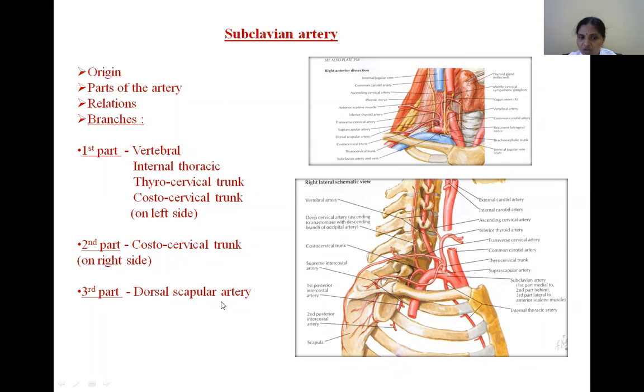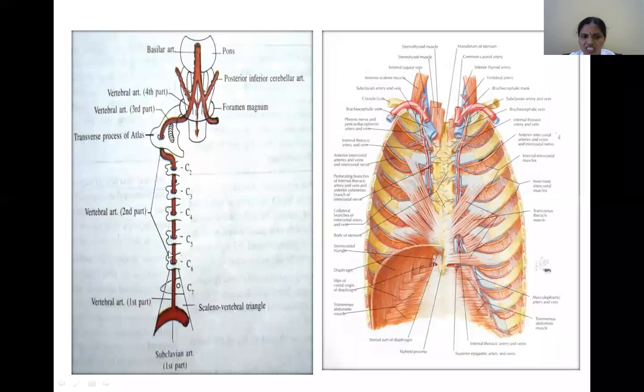Then the third part gives the dorsal scapular artery. The dorsal scapular artery accompanies the dorsal scapular nerve, which supplies the levator scapulae and rhomboid muscles. So these are all branches already discussed in the previous classes. See, this is the course of the vertebral artery, and this is the internal thoracic artery, supplying the anterior thoracic wall, and afterwards supplies the rectus sheath also.